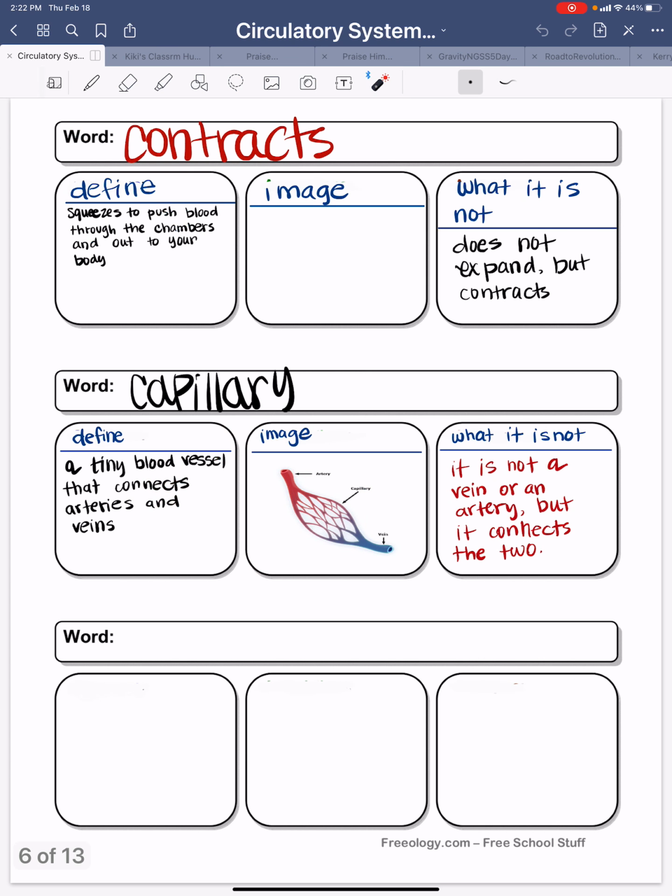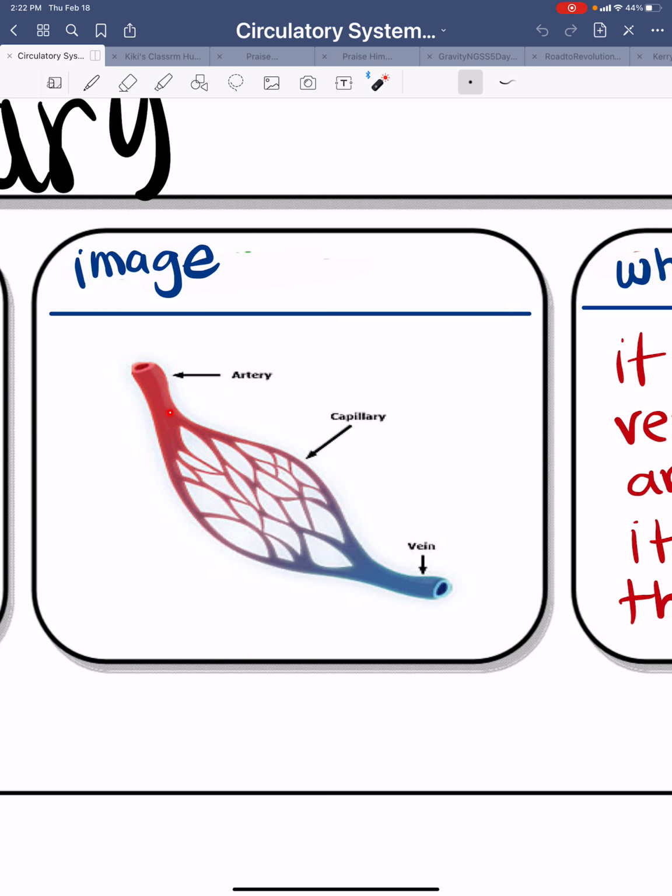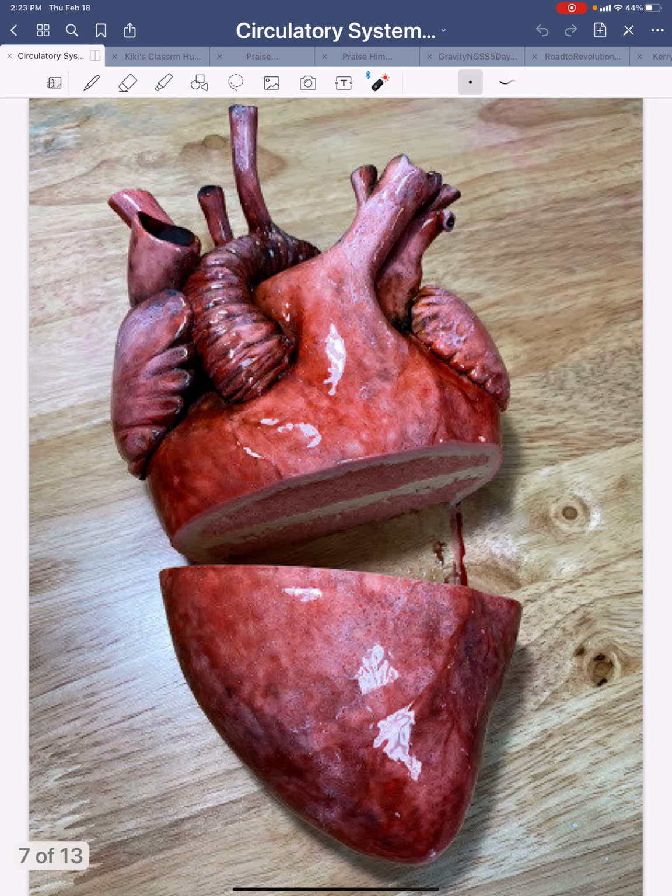All right, and then a capillary. It's a new one that I added for today. A tiny blood vessel that connects arteries and veins. And here you can see the arteries in the red and the veins in the blue, and the capillaries in the middle connect the two.